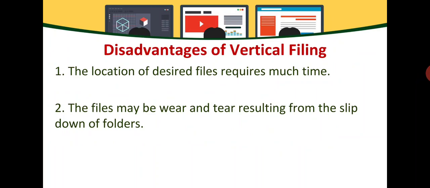Now the next point, that is disadvantages. Here there are only two limitations of vertical filing system. Basically it is really very helpful to the organization. So the researcher does not find any more limitations of vertical filing system.